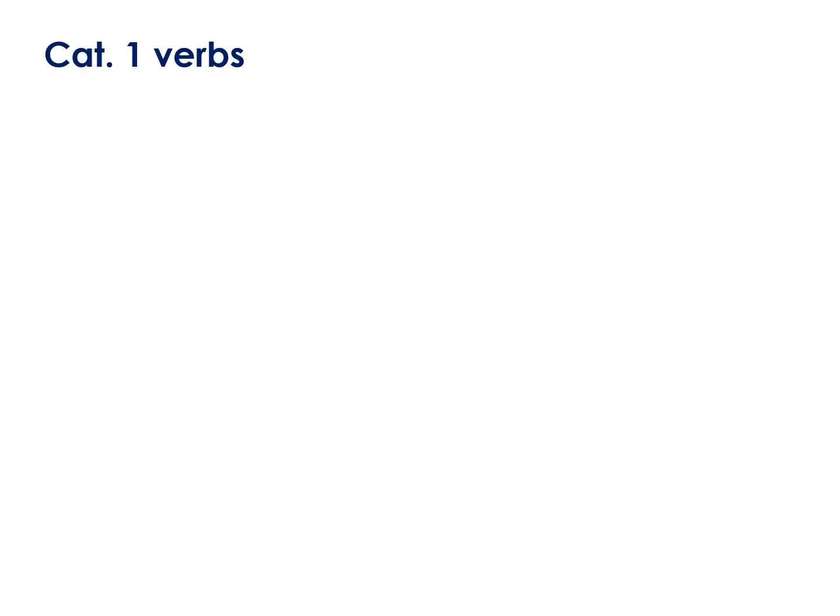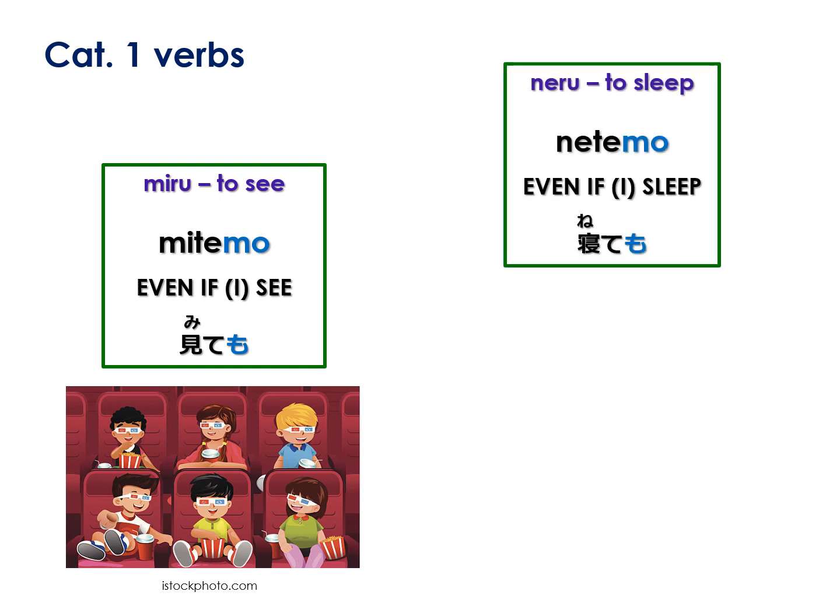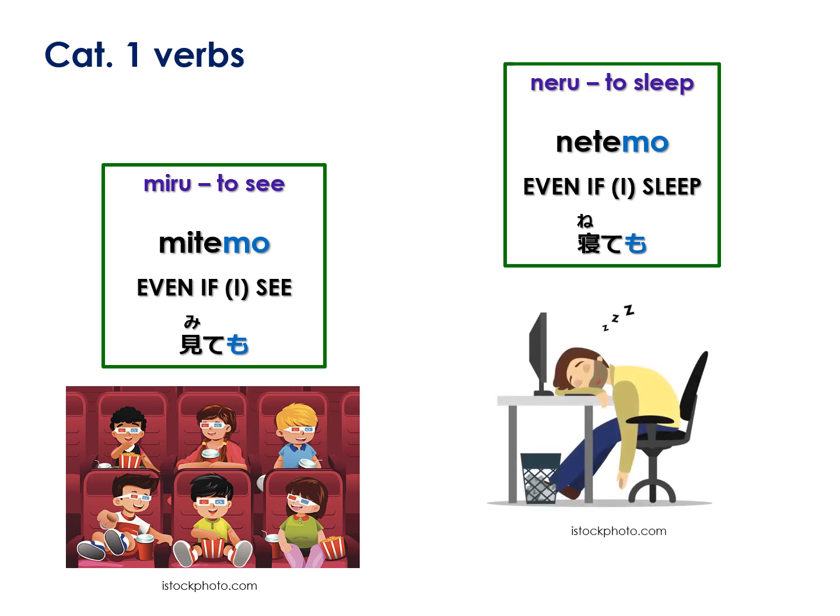Let's practice making the temo conjugation from very common verbs in all verb categories. Keep in mind the rules for conjugating the te form for categories 1, 2, and 3 verbs. Let's start with category 1, or the ru-dropping verbs. Miru is to see, and mitemo means even if I see. I put the I in brackets because it can also be you, he, she, a person, or an animal, depending on the sense. Neru is to sleep, and netemo means even if I sleep.